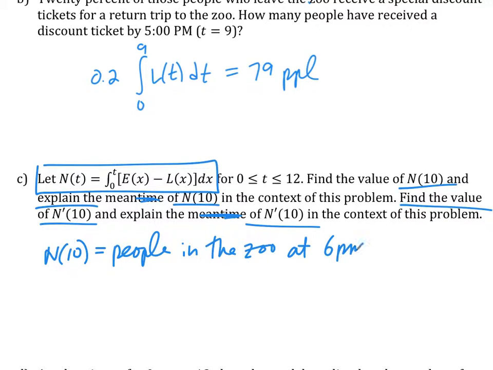At 6 p.m. The key part is first, people in the zoo, that explains what N is. 6 p.m. explains the 10. You have to have both. You can't just say people in the zoo, because they'll say it's not specific enough about what time. You can say 6 p.m. or t equals 10 hours, but you have to give an actual time because this is not just N of x, it's N of 10. So be specific. And yes, it does want you to find the value. The answer is about 273 people.